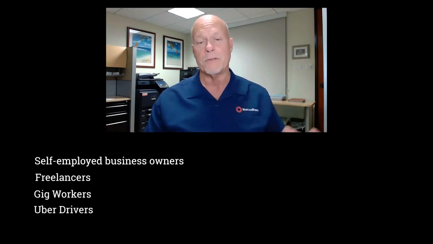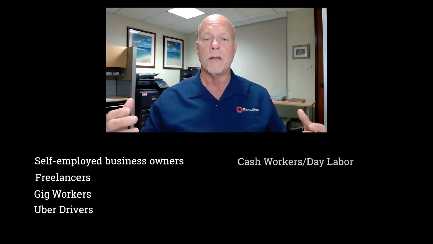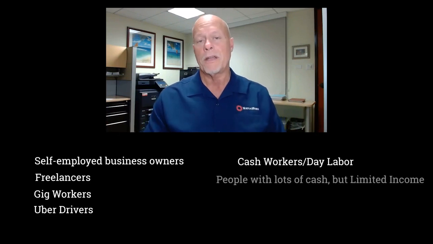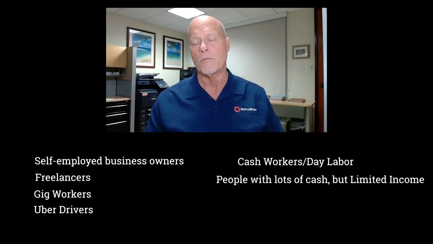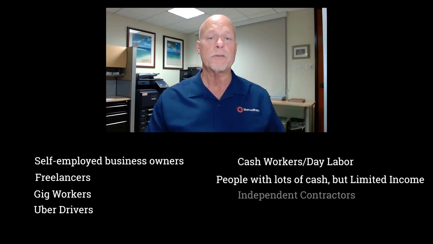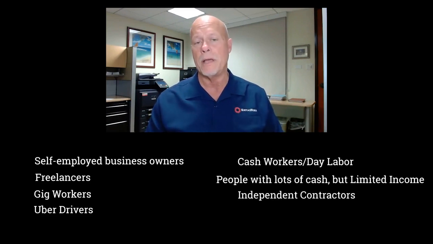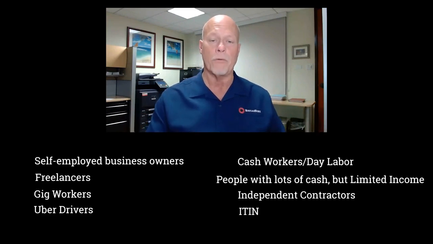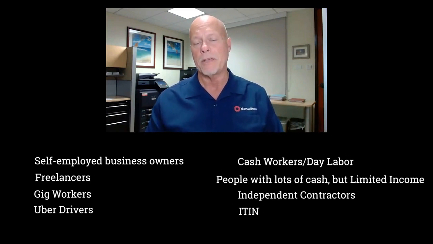You've got freelancers, gig workers, Uber drivers, Lyft drivers, etc. You can have folks who are working for cash. You can have folks who have a lot of liquid assets but limited monthly income, whether it be from a job or from retirement and so forth. You have folks who are independent contractors getting paid on a 1099 basis. And of course, then there's the ITIN borrowers. Those are borrowers who have a taxpayer identification number for purposes of paying taxes, but they don't have a Social Security number. So the non-QM space serves all of those types of borrowers who otherwise would be shut out of any sort of reasonable mortgage financing to purchase and own a home.